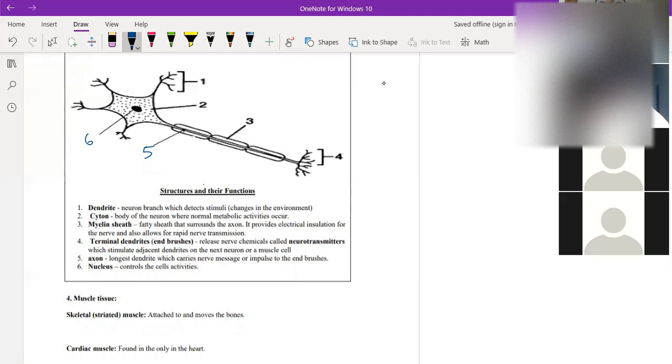The axon is a long one here, and it transmits the impulse. So the axon, the longest dendrite, carries the nerve message or impulse to the end brushes. The end brushes here are the terminal dendrites, that's 4. And then the nucleus is in the cell body. This is a typical cell, with mitochondria and other organelles all in there. Around the axon you have the myelin sheath. Remember, the myelin sheath is a fatty tissue, a fatty layer that surrounds the axon. It provides electrical insulation for the nerve and also allows rapid nerve transmission. Any nerve that has myelin around it, we call a myelinated nerve.